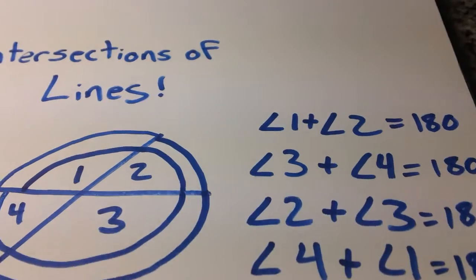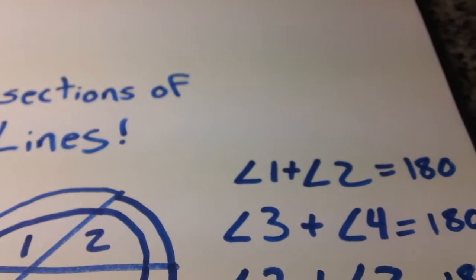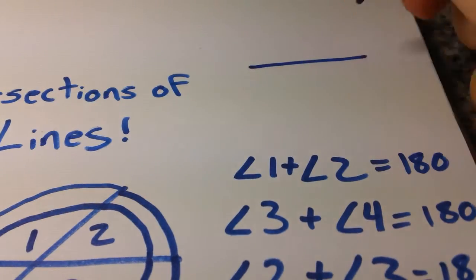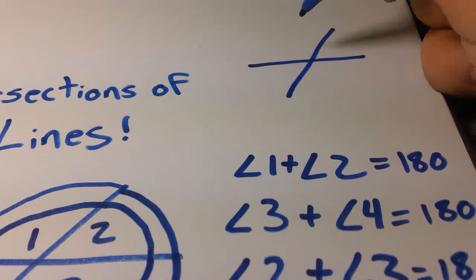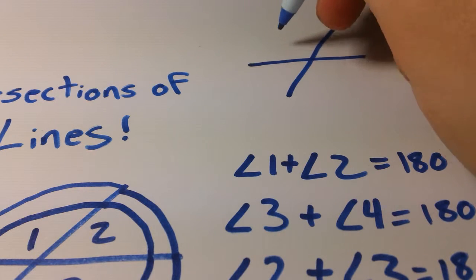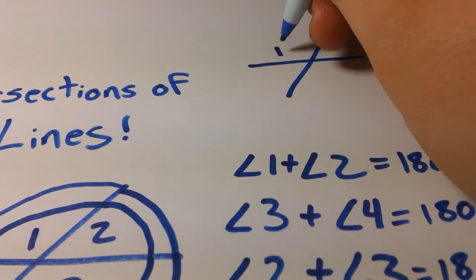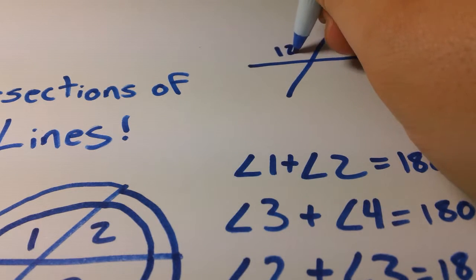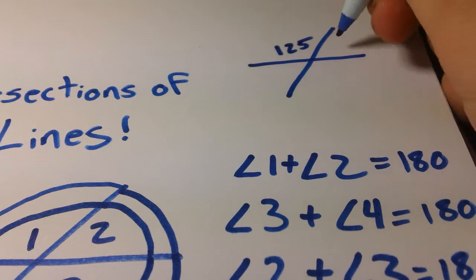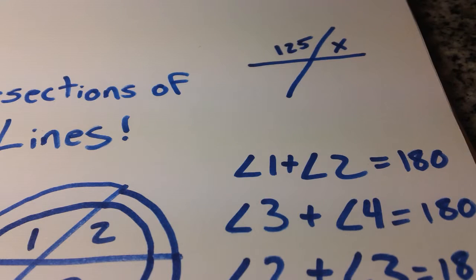Let's say we have an intersection of lines here. Let's say this here is 125 degrees, and this is x. We want to find that.